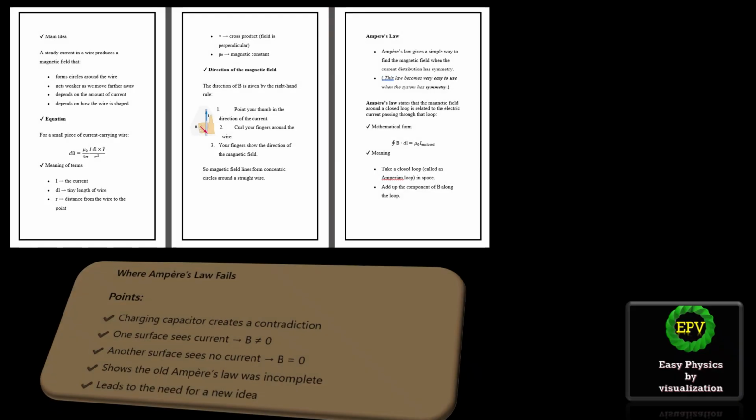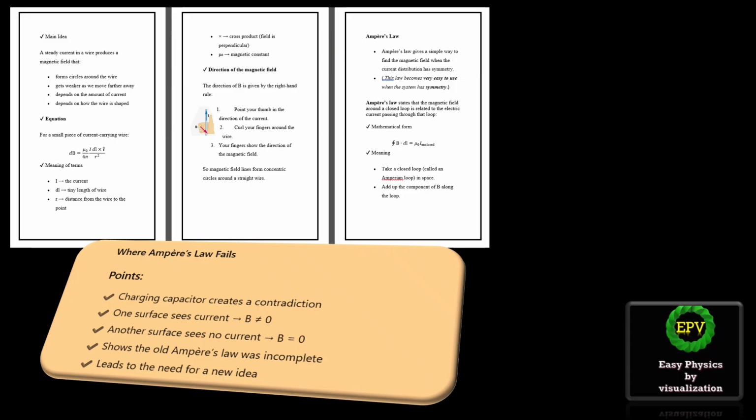A major focus of this book is the famous failure of Ampère's law when applied to a charging capacitor. Here, the law gives contradictory answers depending on which surface we choose. One shows a current and predicts a magnetic field, while the other shows no current and predicts no magnetic field. This paradox exposes a serious flaw in the original form of Ampère's law and tells us that something is missing. The book explains this step by step in the simplest way, using diagrams and clear reasoning so that you truly understand where the problem arises.